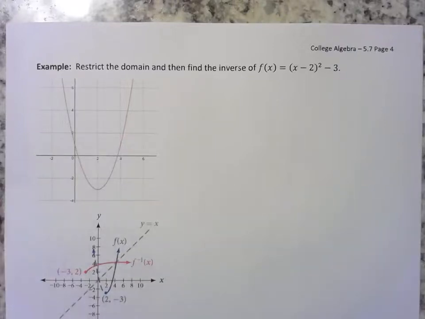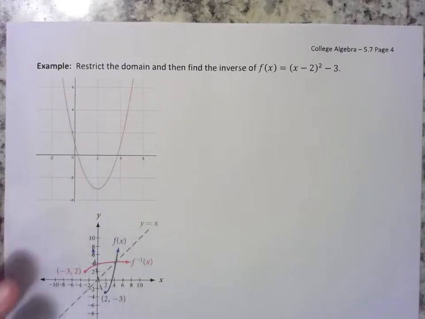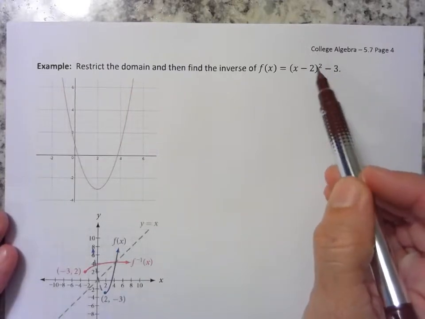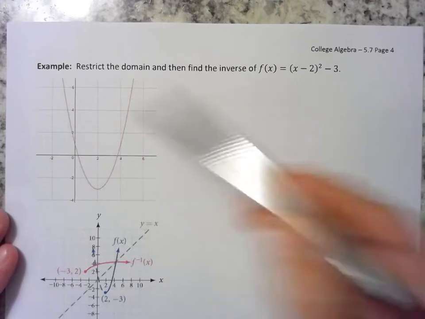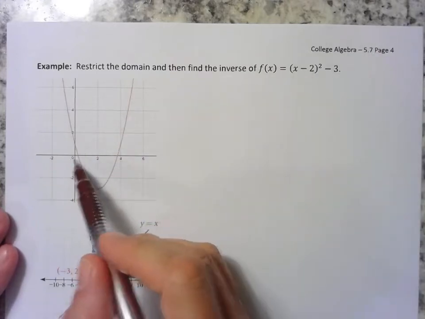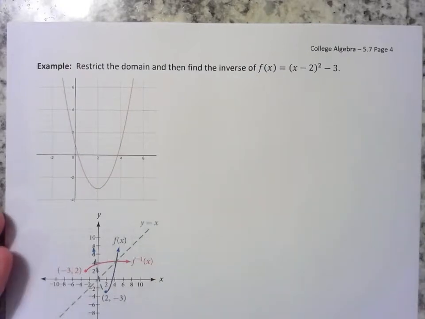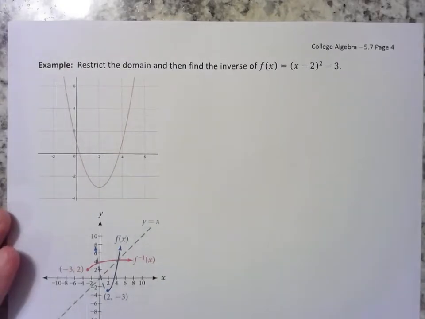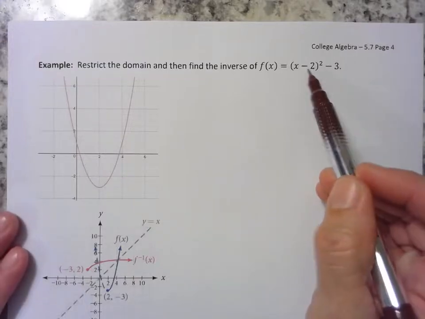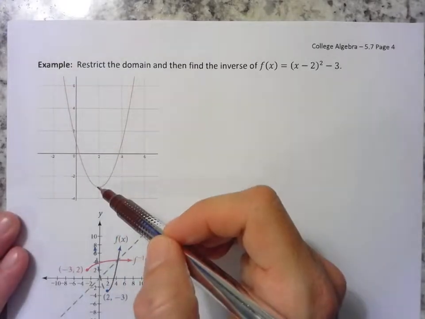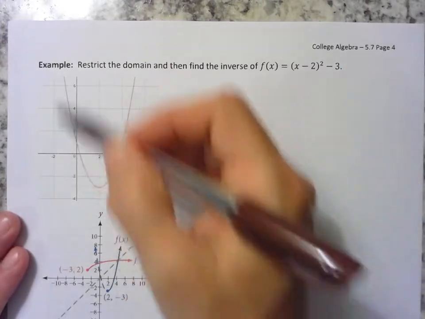Restrict the domain, and then find the inverse of f of x equals (x minus 2) squared minus 3. Going back to the toolkit functions again, we have a quadratic, which makes a parabola shape. It's 2 units to the right and 3 units down. So that's using the transformations of functions that we learned in the previous chapter. 2 to the right, 3 down. That's how we get this picture, and it's a parabola in shape.